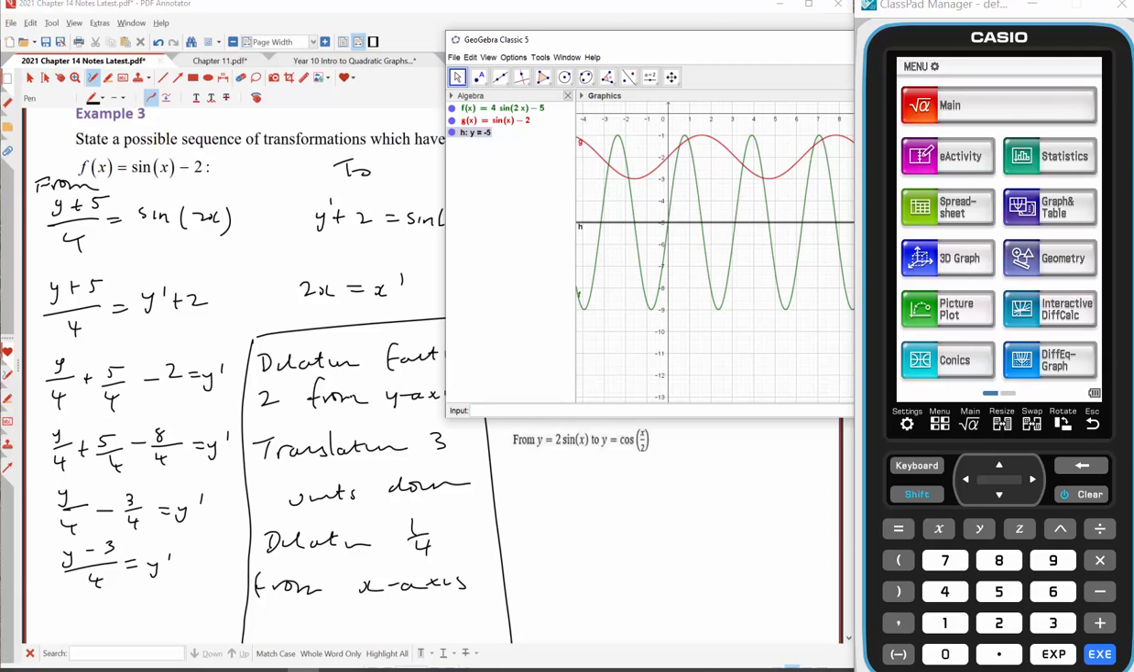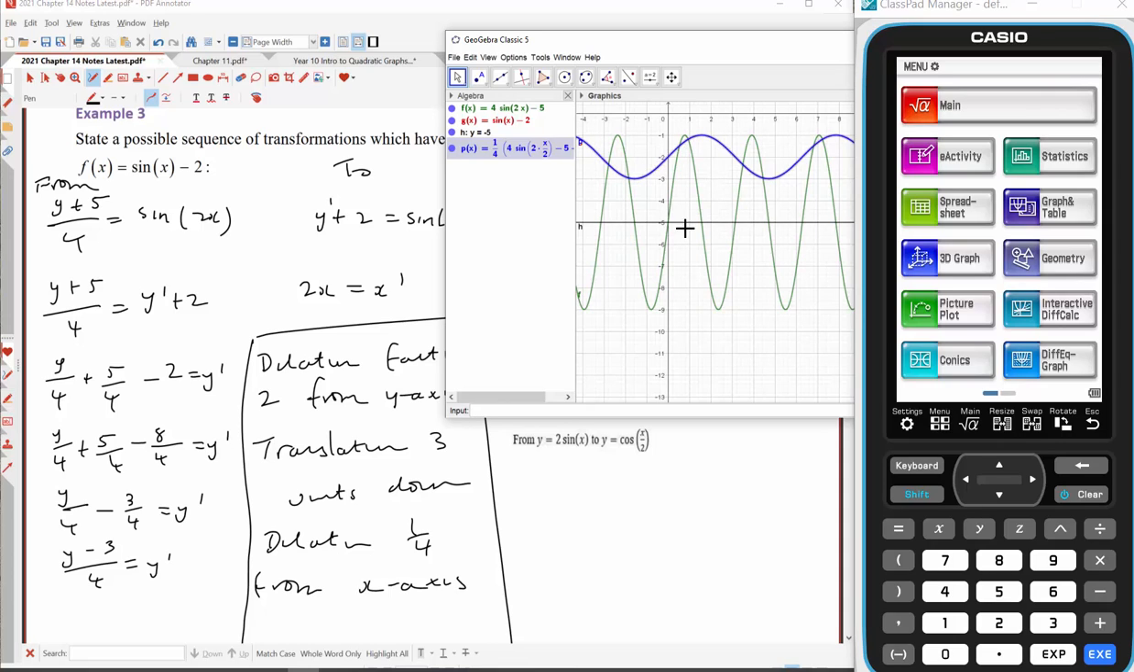So dilation factor 2 from the y-axis will mean that I do f of x on 2. Alrighty, now let's do, so that's the dilation, translation 3 units down, so that'll be take 3, and then dilation a quarter from the x-axis, so we'll go a quarter times all of this, and there it goes. All right, it's shifted to that one there.